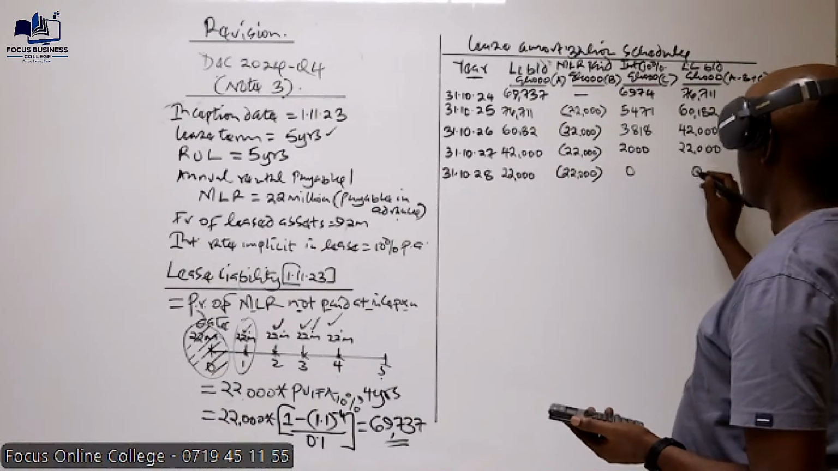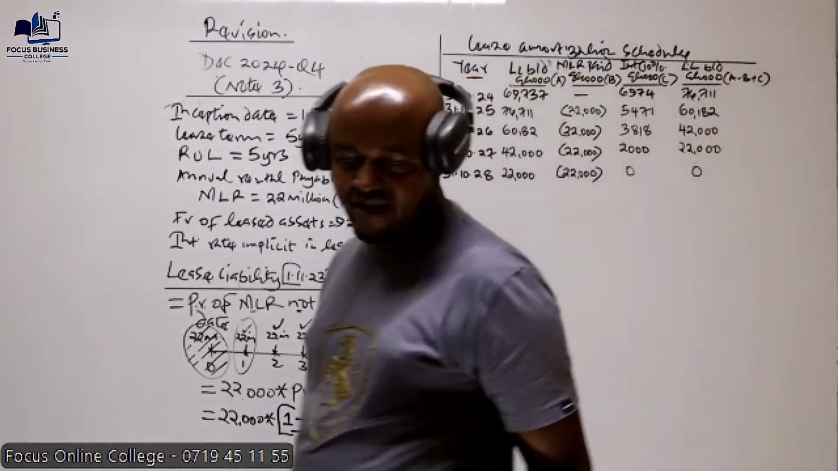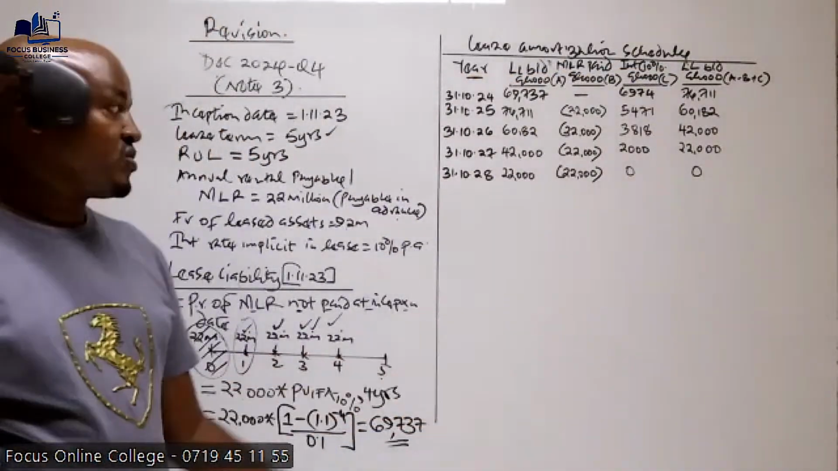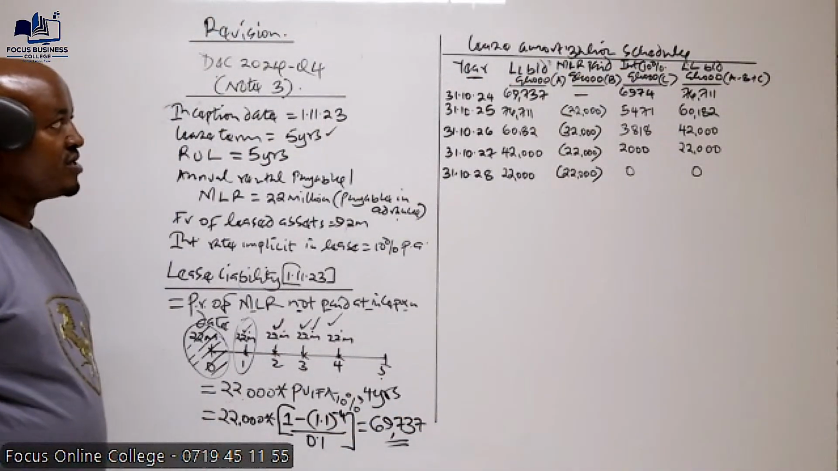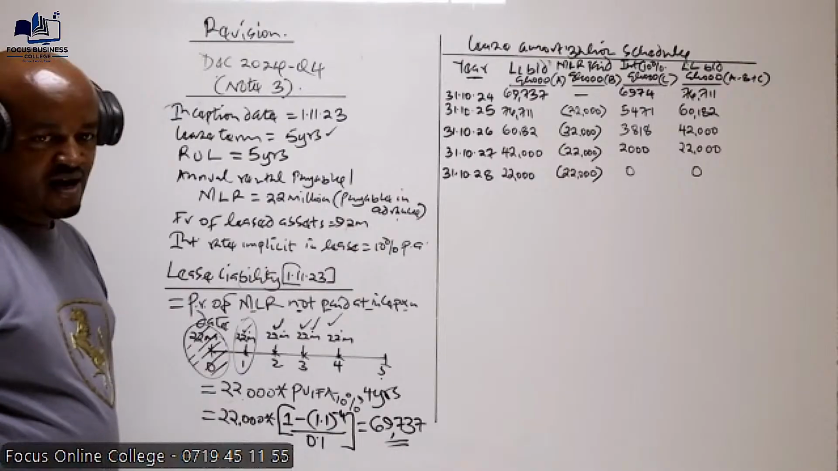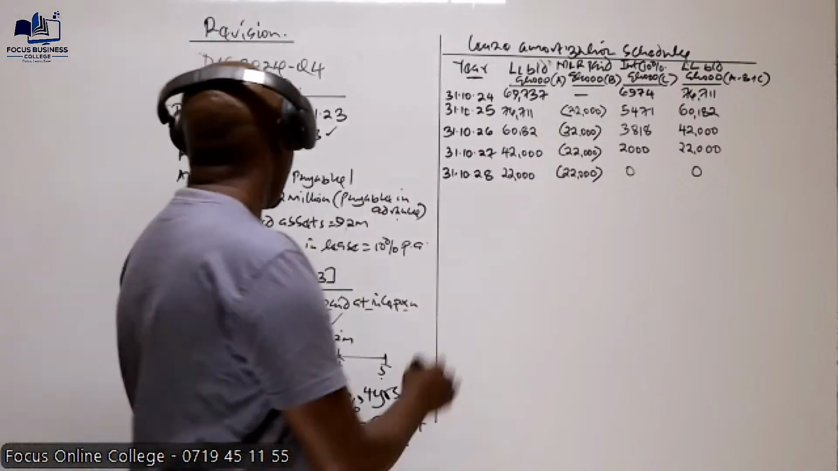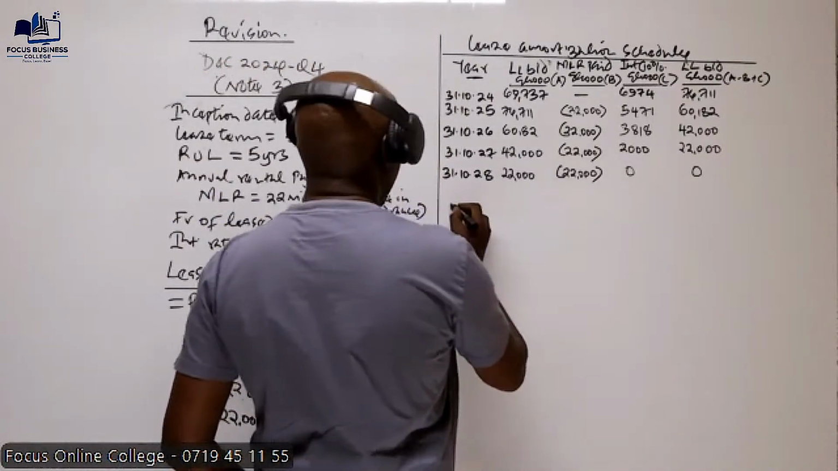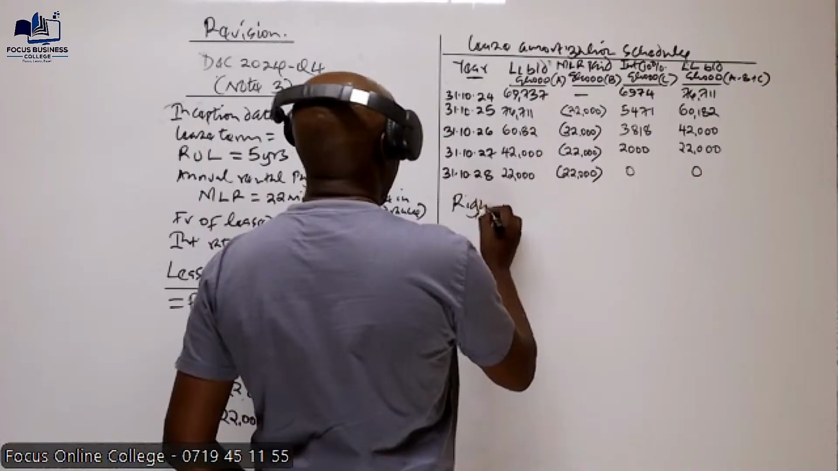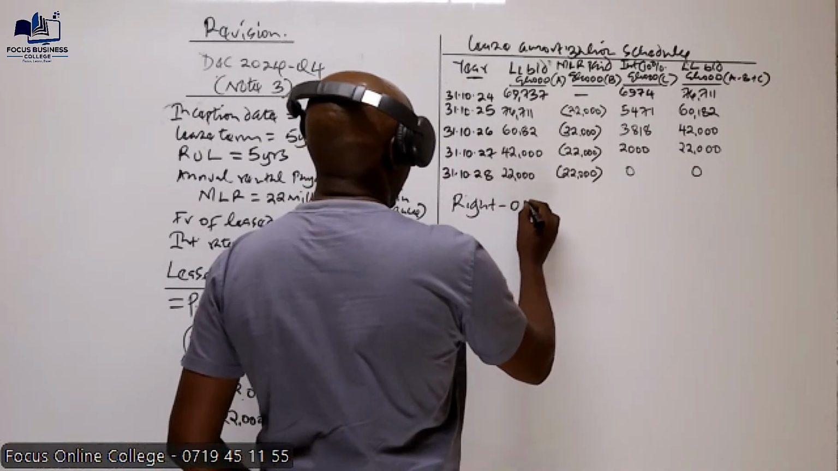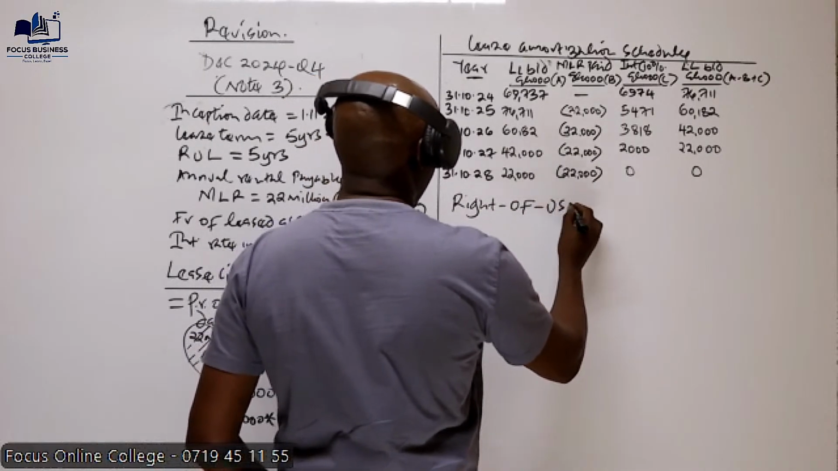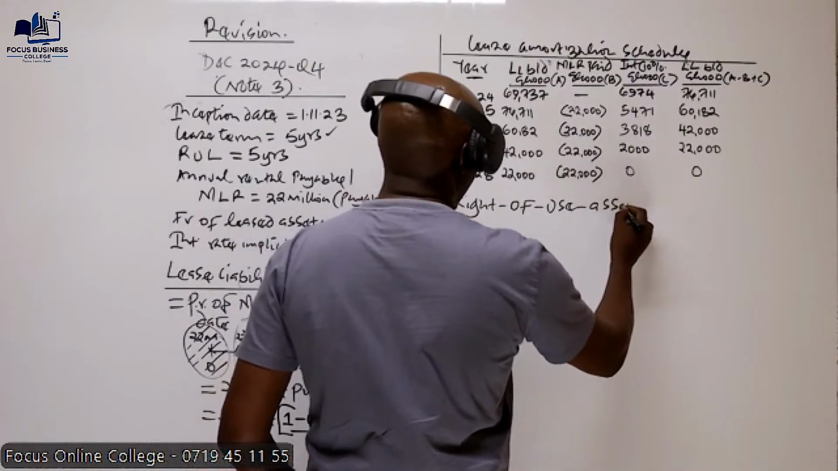And equally, the lease liability at the end of year 5 equally is what? Is 0. So we have amortized our what? We have amortized our lease liability. Yes. Then after amortizing that lease liability, we then said we proceed and we determine something called the right of use asset.